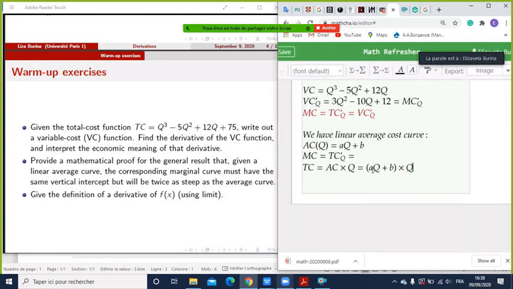And what I want to do is to work a little bit more with it. So to open the parenthesis, and we're gonna get AQ squared plus BQ. Right? I just multiplied both by Q. Perfect, amazing. So now I know that this is the form of total cost. And now I can take the derivative of it with respect to Q. And what I get is 2AQ plus B.